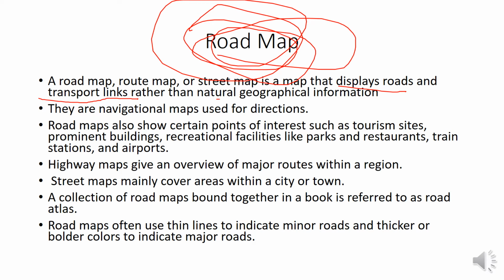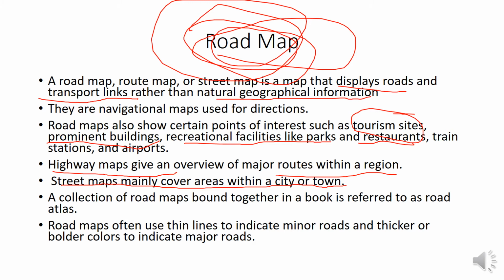It can show geographical information, right? It can show tourism sites, right? It can show buildings, prominent buildings, recreation facilities like parks, restaurants. Oh, I already said train stations and airports, right? So again, highway maps give you an overview of major routes within a region, and then the street maps give you a much more detailed look at the specific streets.